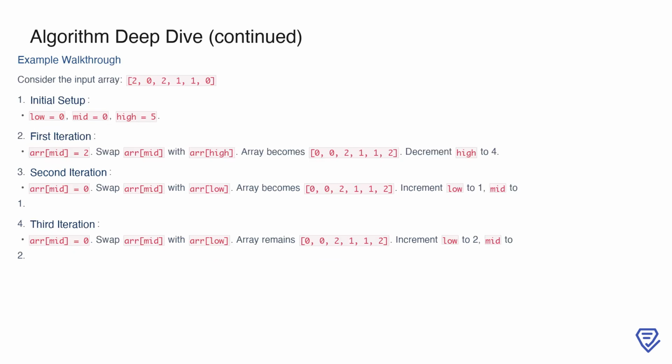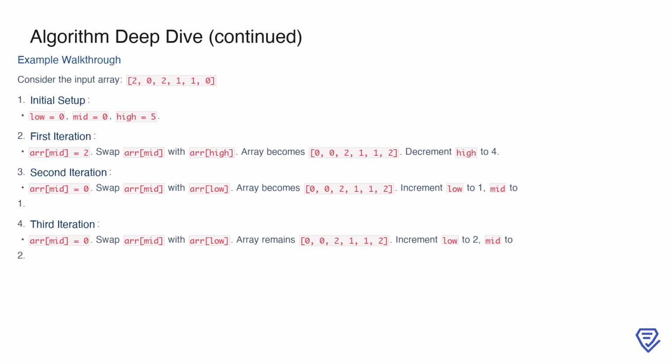To understand how the algorithm works, let's walk through an example with the input array 2, 0, 2, 1, 1, 0. Initially, low and mid are set to 0, and high is set to 5. In the first iteration, the value at mid is 2. We swap it with the value at high, resulting in the array 0, 0, 2, 1, 1, 2, and decrement high to 4. On the second iteration, the value at mid is now 0. We swap it with the value at low, which keeps the array unchanged as 0, 0, 2, 1, 1, 2. We then increment both low and mid to 1.